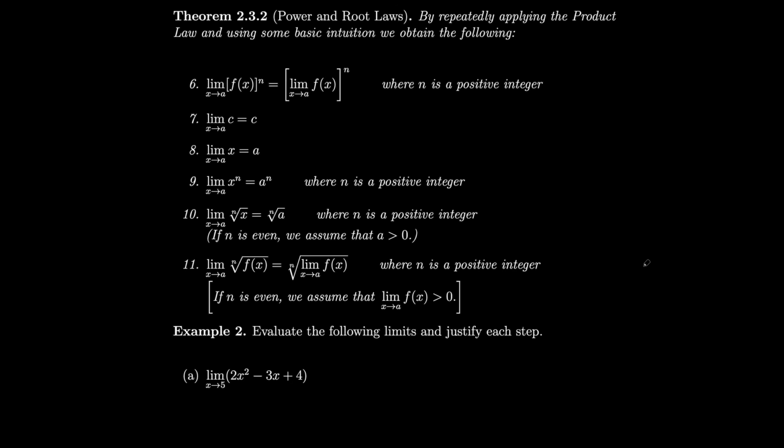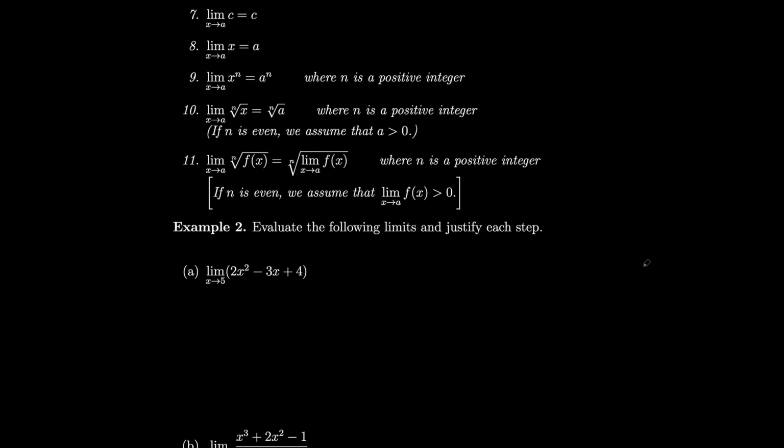Same thing for roots. The limit of the nth root of x is the nth root of a as x approaches a. And we have to assume that a is positive if we are taking an even root. And the limit of the nth root is the same thing as the nth root of the limit. Again, we have to assume that the limit is positive in this case, if n is even. Let's use these laws to evaluate a couple of limits.